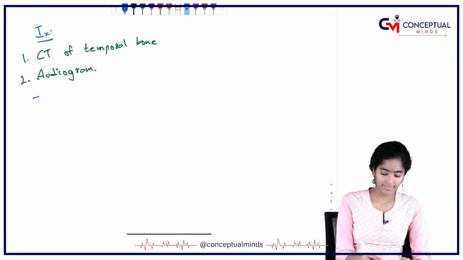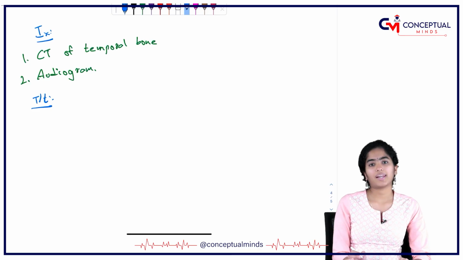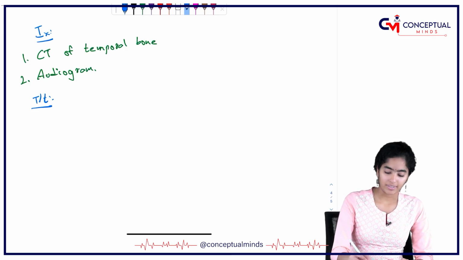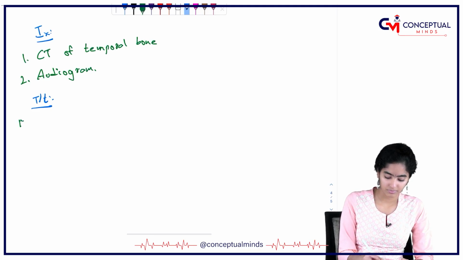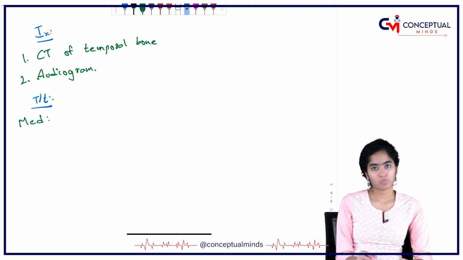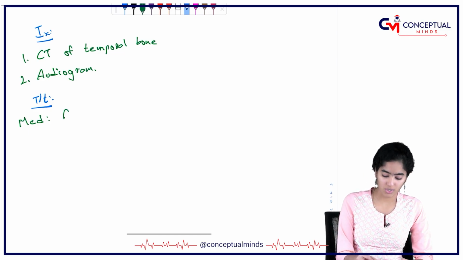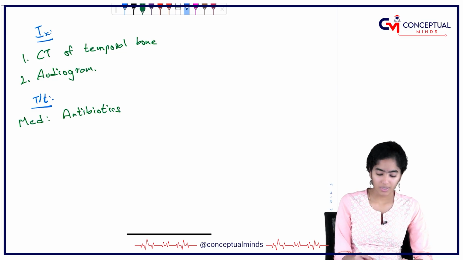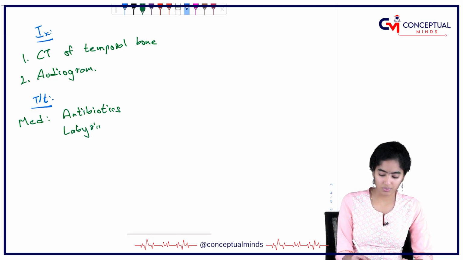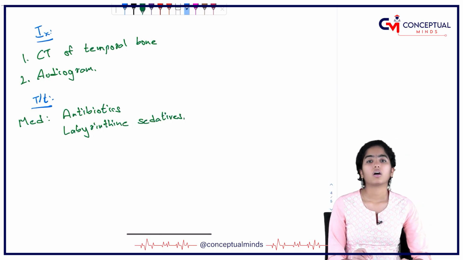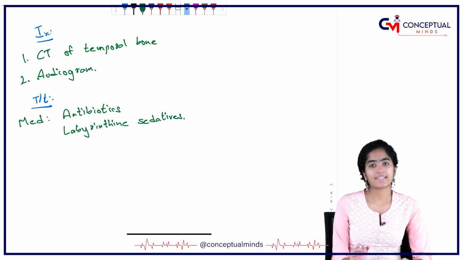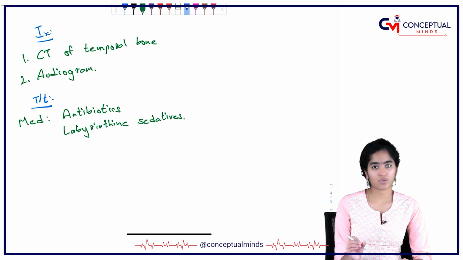Now let us look into the treatment of circumscribed labyrinthitis. First, medical treatment. Medical management is by antibiotics. They play a role in the acute stage, which is caused by infection. And also labyrinthine sedatives are used. Why are labyrinthine sedatives used? For vertigo and dizziness that the patient is experiencing because of stimulation of the membranous labyrinth.